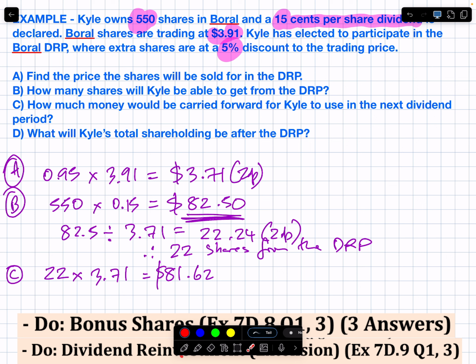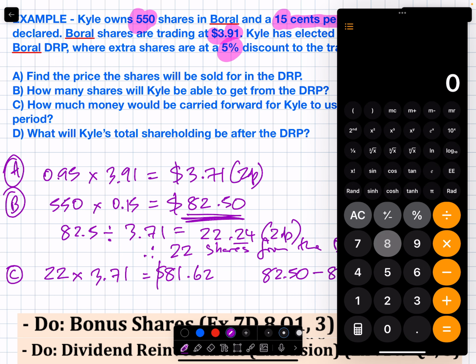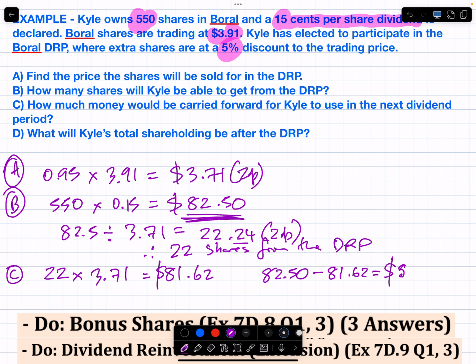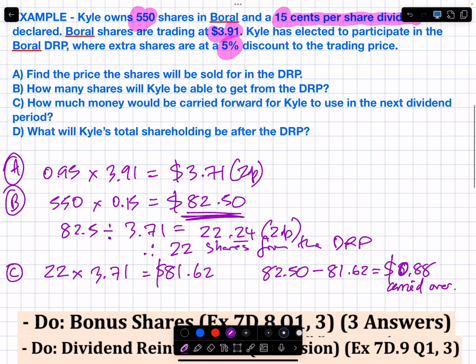So how do you know how much money is left over? What the student over there was saying? There's going to be money left over because you can't buy 0.24 of a share. So you go $82.50 minus $81.62. 82.5 minus 81.62. 88 cents. Carried over. So next time there's a DRP, you'll have 88 cents left over from last time because you couldn't buy a quarter of a share.